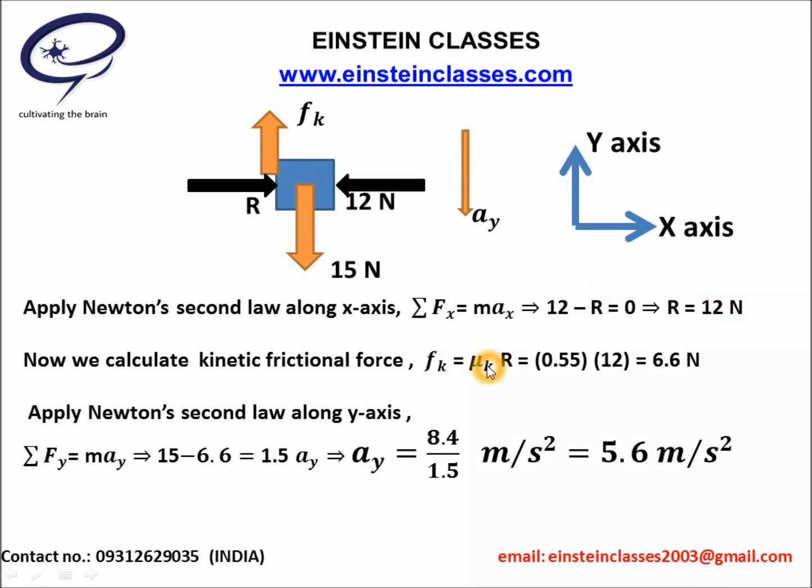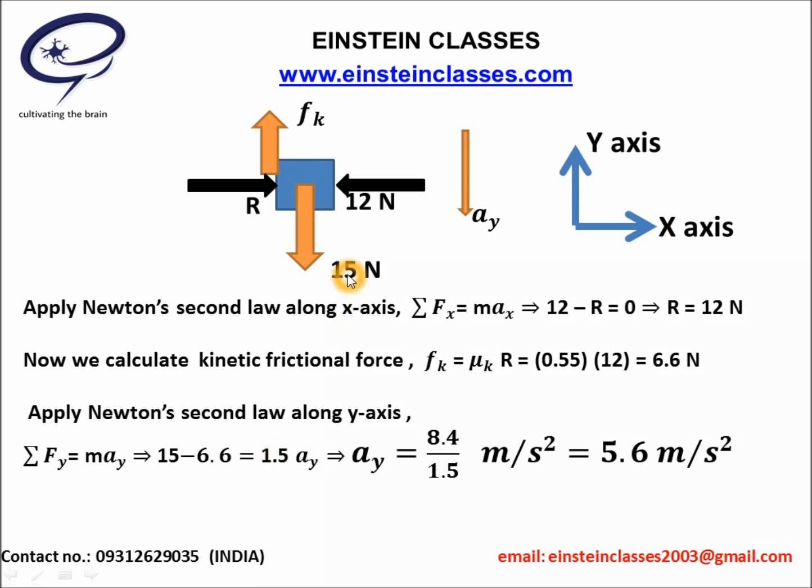Now Fk equals mu k into R. The value of mu k is 0.55 and the value of R is 12. That's why the kinetic friction force will come out 6.6 Newton. Now by applying Newton's second law along the y-axis, the net force along the y-axis vertically downward is 15 minus 6.6. That will be equal to the mass of the block into the acceleration of the block along the y-axis, according to Newton's second law. The mass of the block is 1.5 kg.